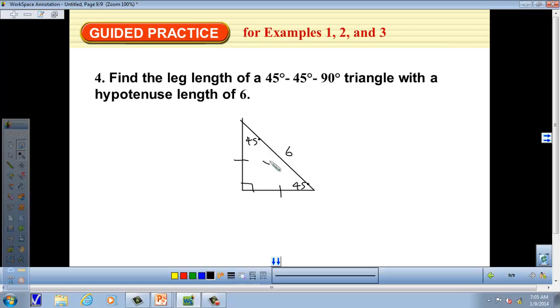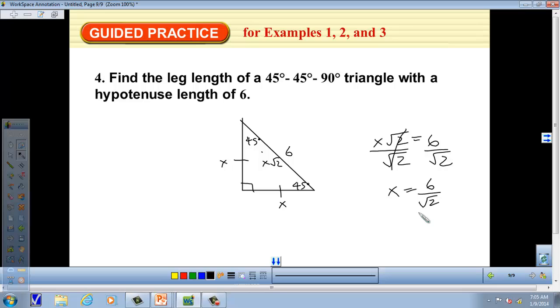Now, this is my x rad 2 side, and these are my x's, so I want to know what the leg lengths are. This time we know that x rad 2 is equal to 6, and this is different from what we've done before. In the past, this would have been something like 6 rad 2, and then we would have had x equals 6. So what we need to do here is divide both sides by rad 2. If we do that, we have x is equal to 6 over rad 2.